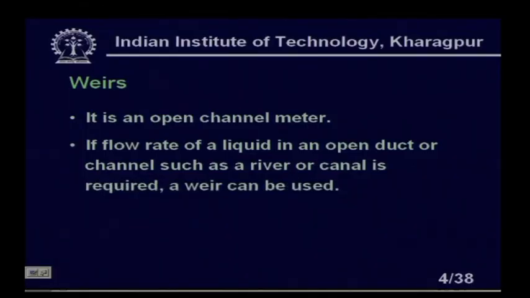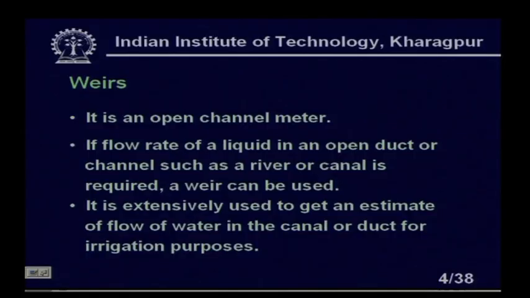Now, if the flow rate of a liquid in an open duct or channel such as a river or canal is required, a weir can be used. There is no other alternative; it can be used, but in fact, actually there is no other alternative than using a weir. It is extensively used to get an estimate of flow of water in a canal or duct for irrigation purposes. Okay. So, whenever there is irrigation, how much water is to be given to a particular land and all these details, these estimates are only possible if we use a weir, right. So, it is very much suitable for measurement of liquid in the open, it is not for gas, it is only for liquid and mostly for water.